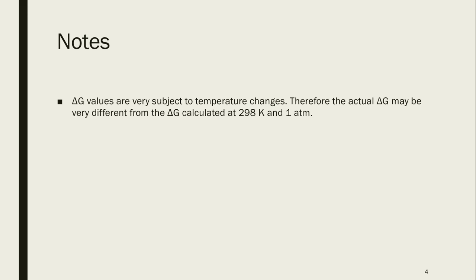One thing to note is that the delta G values are very subject to temperature changes. Therefore, the actual delta G may be very different from the delta G calculated at 298 Kelvin and 1 atm. In the data booklet, the values given are at 298 Kelvin, and you most likely would be asked at that temperature to use the Gibbs free energy of formation values, but if it was a different temperature, you might have to use the other equation, right? Delta G equals delta H minus T delta S.